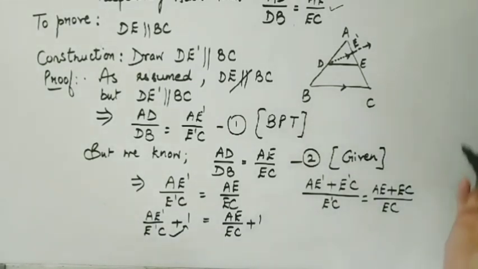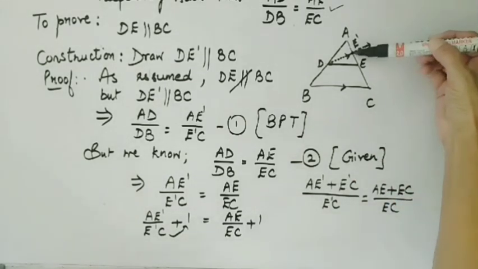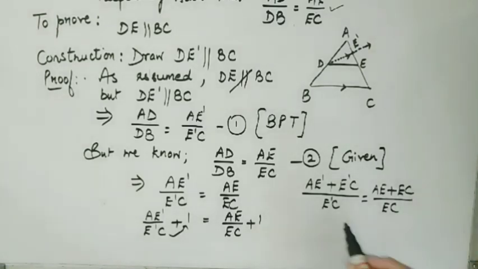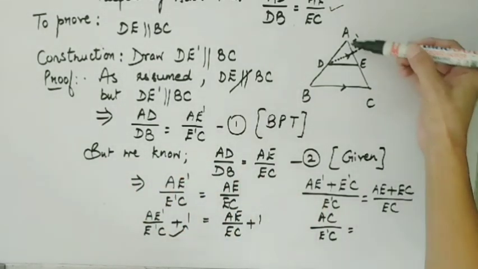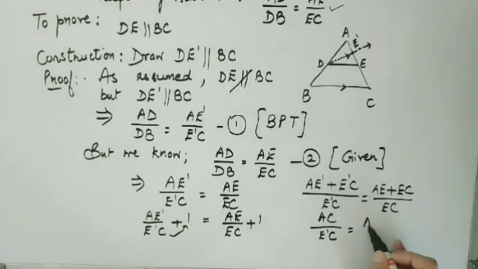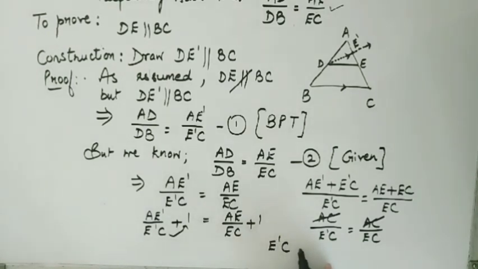Now check this out, check the numerator. AE dash added to E dash C would be AC, the total side AC, upon this denominator which can be copied as such. Same way, AE added to EC would be again AC upon this EC. Numerators are same, so they would be eliminated. Finally, what do we get? This indicates that E dash C is equal to EC.